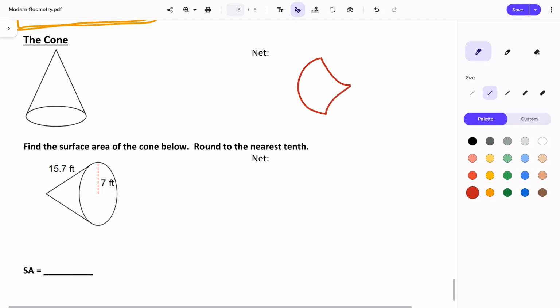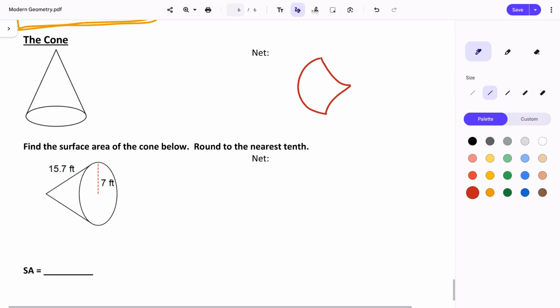Do your best when you're drawing it. I don't expect these to be perfect, but this is that outer edge of the cone. Think about if you had a waffle cone, like an ice cream cone in front of you, and you were just going to lay it out flat and not worry about the circle part yet. That's what it's going to kind of look like. It's kind of like this curved triangle.